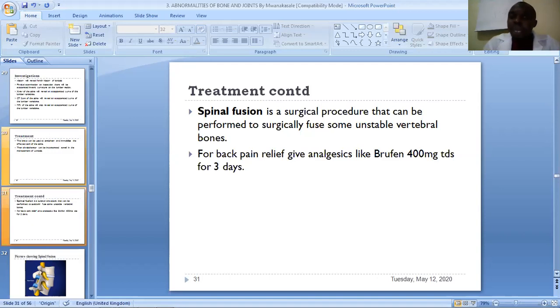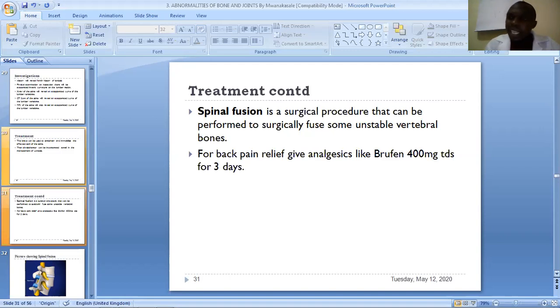Lordosis can also be managed by spinal fusion, also known as spondylodesis, remember, and the spondylolisthesis. So for back pain, you can actually relieve that back pain by use of analgesics, as usual. In adults, Brufen 400 milligrams TDS for 3 days to relieve the back pain.